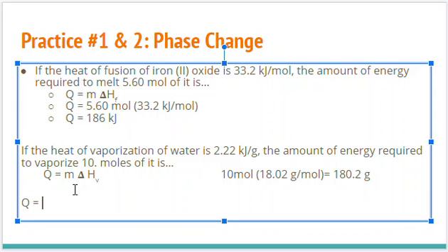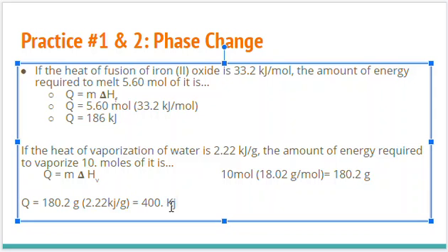Now we can plug that into our formula. Q equals 180.2 grams times our 2.22 kilojoules per gram, and that will cancel out our grams, and then we can just put that into our calculator. 180.2 times 2.22 is 400 kilojoules of energy.